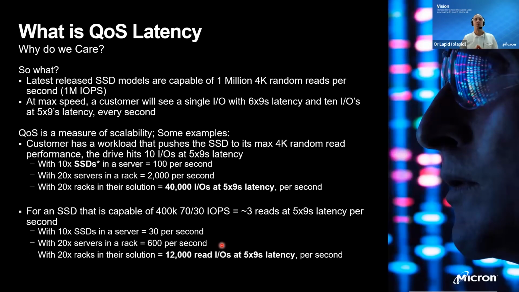So why do we care about QoS? The latest SSDs on the market are capable of 1 million 4K random read operations per second, which means 1 million IOPS. At maximum speed, the customer will see a single IO with 6 nines latency and 10 IOs with 5 nines latencies every second.